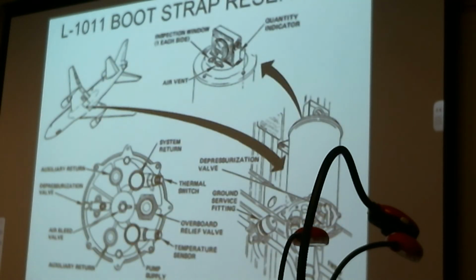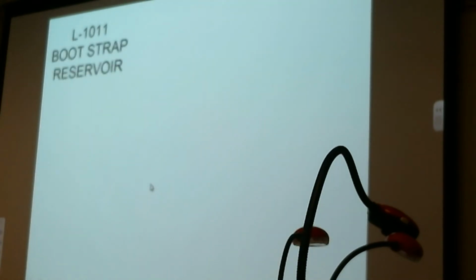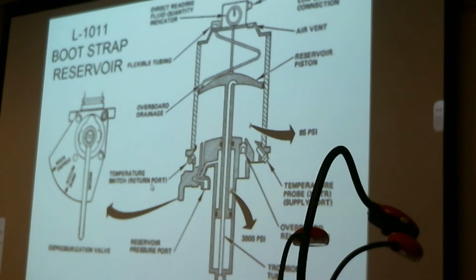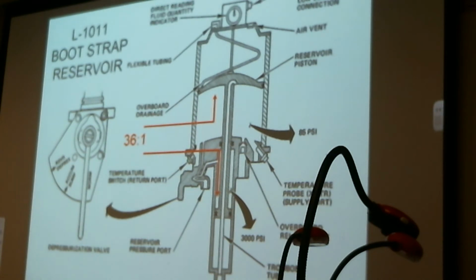It's got a small piston on one side of it and a bigger piston on the other. And here's a cross-sectional view of an L-1011 bootstrap reservoir. So again, on this side of the piston, they've got 3,000 psi. On this side of the piston, they've got about 85 psi. The ratio is 36:1. So again, we use system pressure itself in order to provide for a force against the fluid in the reservoir. Okay.